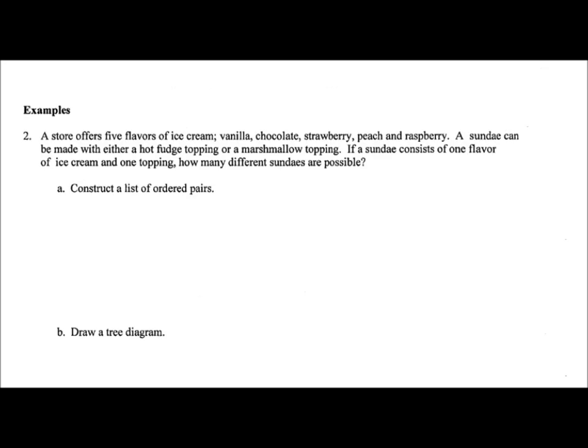Example 2 asks you to imagine you have an ice cream shop and they have 5 flavors of ice cream: vanilla, chocolate, strawberry, peach, raspberry. And then you get to choose a topping, hot fudge or marshmallow. I'd go with hot fudge. And they say you choose one of each. How many different sundaes are possible? Please pause here and create a list of ordered pairs. And let's see how you do.